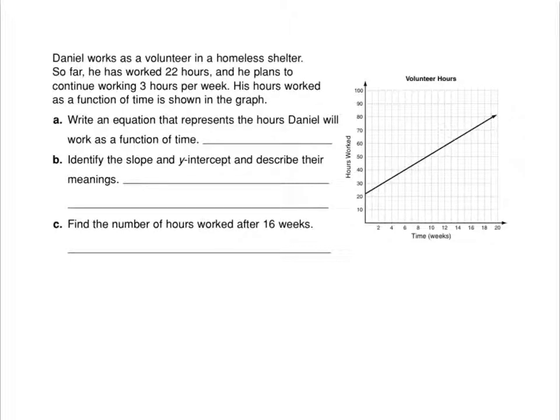And we also need to find the number of hours worked after 16 weeks. So, a great place to start would be with writing our equation. If we have y equals mx plus b, we should be able to figure out our equation. Just by reading the problem, we see 3 hours per week, and then we see he has worked 22 hours.